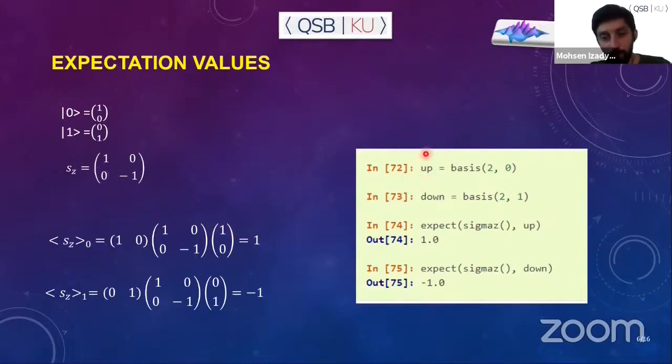I can introduce the state for 0, which I call up, as basis(2, 0). Basis gives us the quantum state, and 2 means 2 dimensions, and 0 is the 0 state. In this state we have 1 in one entry and the other one is 0. You know that in Python the indices start from 0. So if we want to mention this part, we should write 0, and for this one we should write 1.